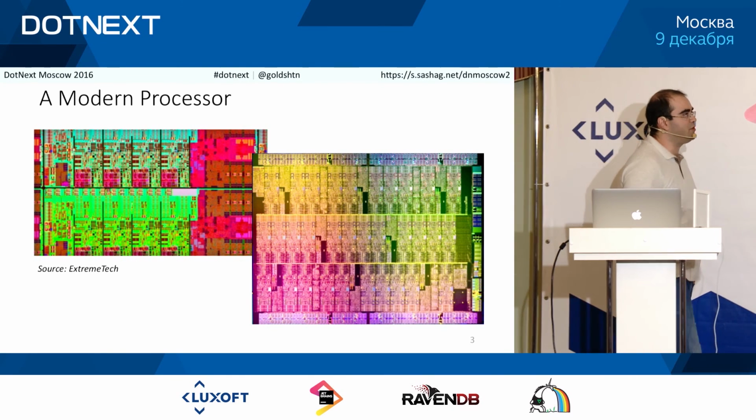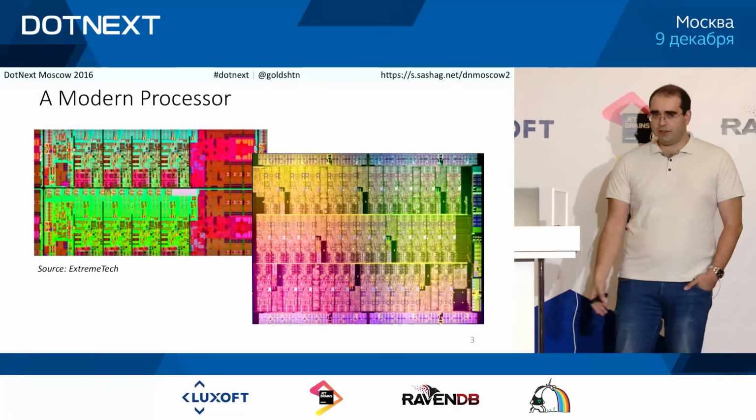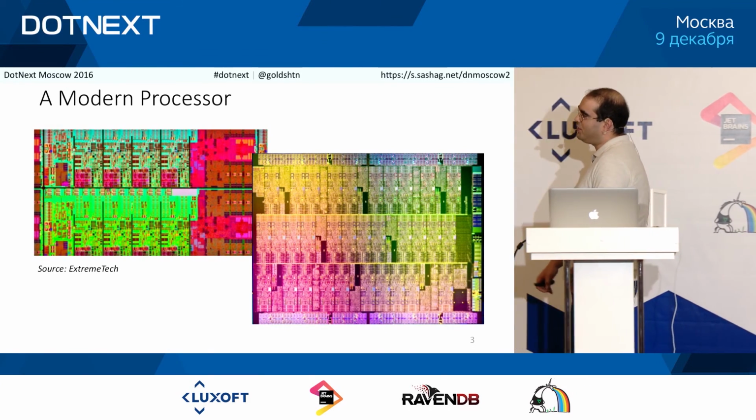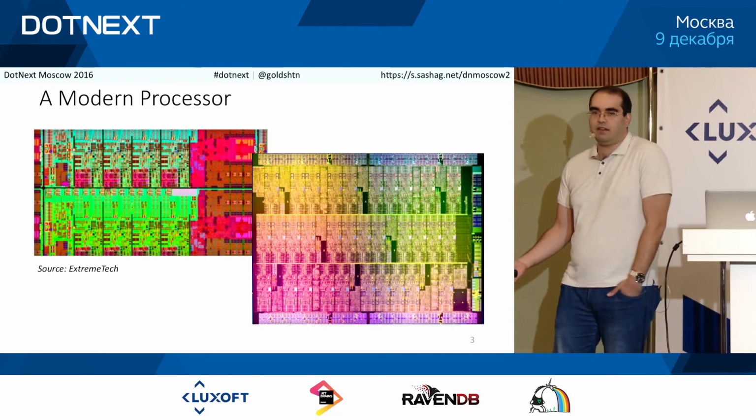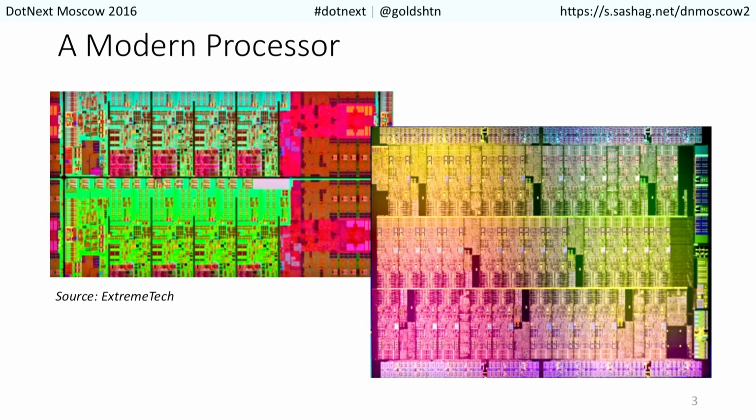So this is a modern processor, two modern processors really. On the left, this is just a plain Intel i7. I think this is Skylake, but it might be Broadwell. So it's one of the recent generations of Intel. It's got 4 cores. It's got an integrated graphics card on the chip itself. And I think it's really obvious that the number of cores here is not super high.